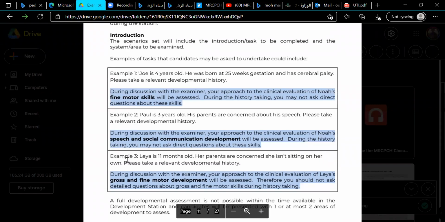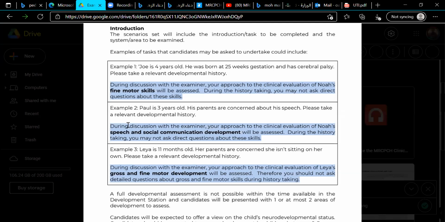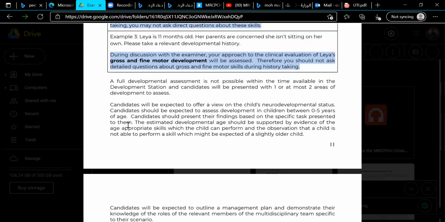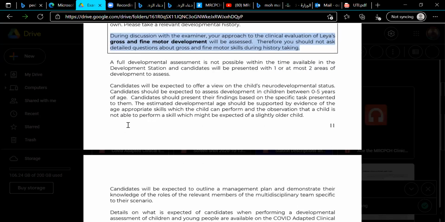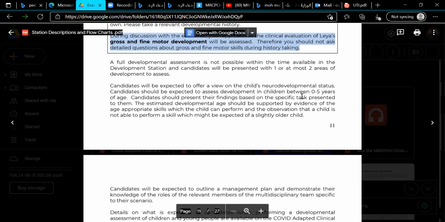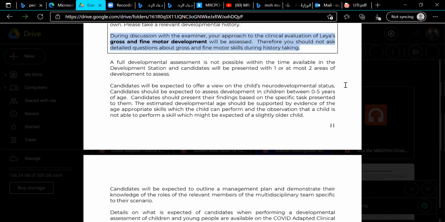So the candidate will be presented with one or at most two areas of developmental assessment. Candidates should be expected to assess development in children between 0 to 5 only. This is the developmental age, 0 to 5 years. They will not go beyond that. And the estimated developmental age should be supported by evidence of age-appropriate skills which the child can perform, and the observation that the child is.